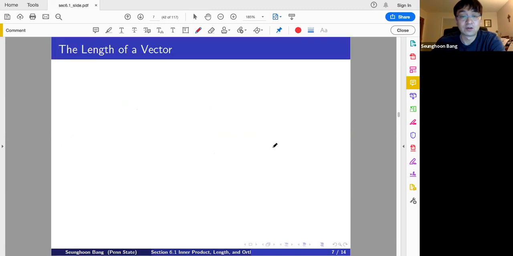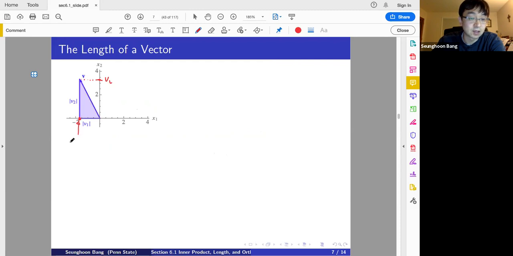The length of a vector, how can you find it? You can use this one. The vector u is given, what does it mean? This entry is v2. This entry is v1.